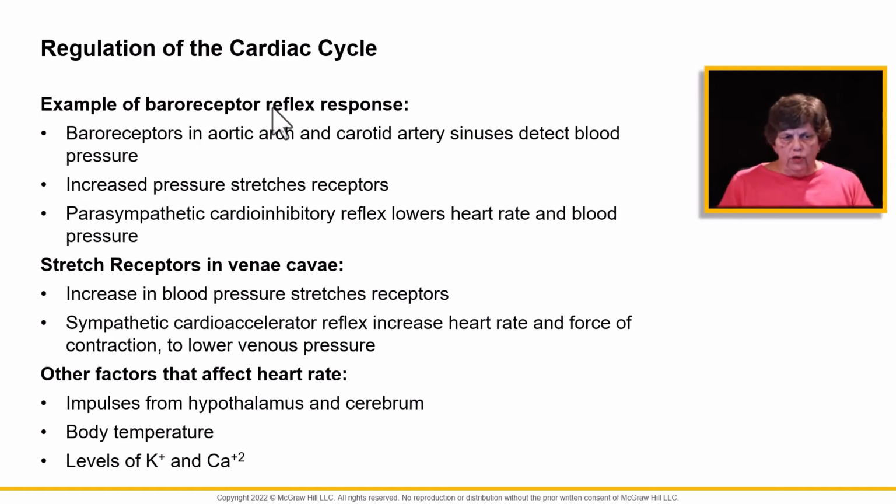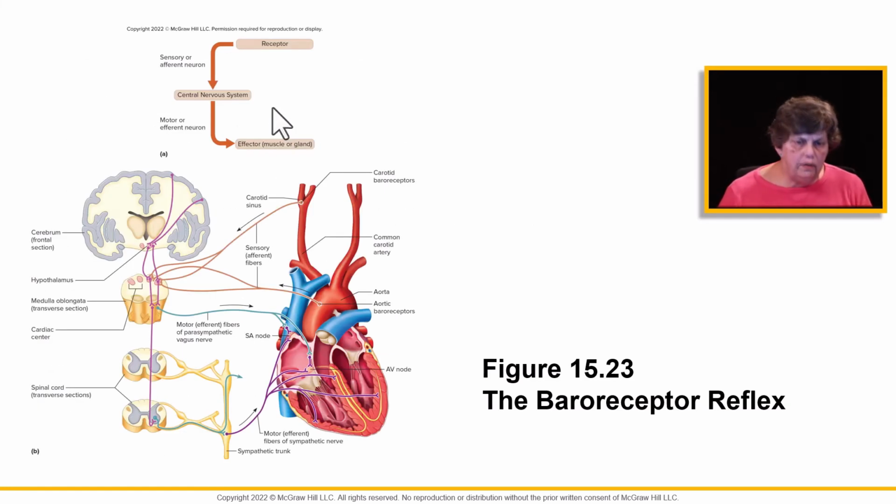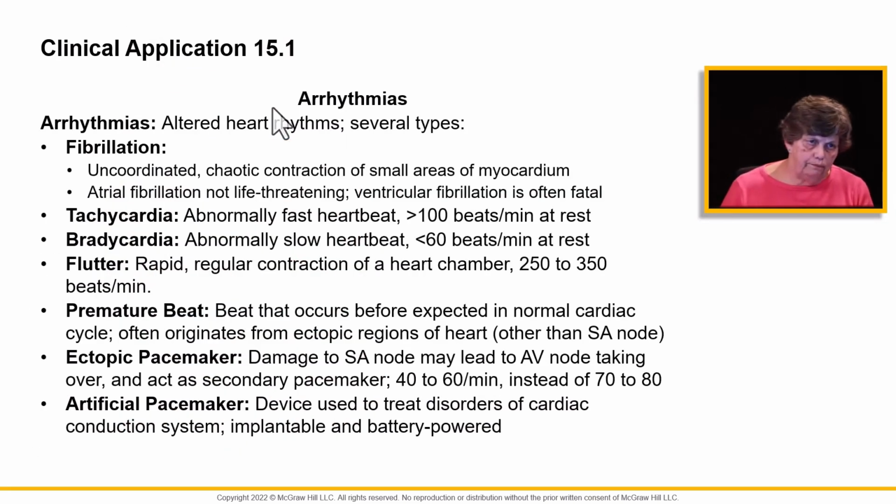You have stretch receptors in your vena cava, and the same thing works. All right, you may need to lower venous pressure. So you have several sensors that are working. The other thing that affects it, of course, body temperature is going to raise it. The levels of potassium and calcium again may change it, but you've got a lot of different pressure sensors looking at what do you need, and do we need to raise blood pressure, do we need to lower blood pressure.